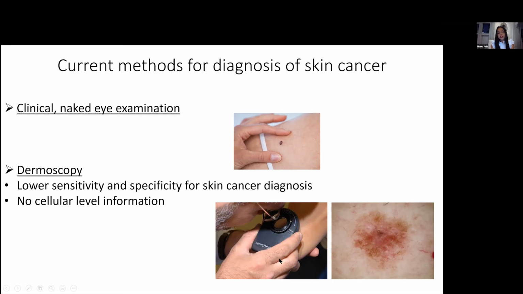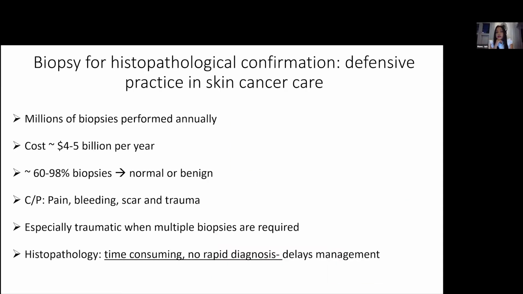However, this technology, which we call dermoscopy, doesn't let us see the tissue at cell resolution. That's the reason that although it can detect cancers at a high level, not all that it detects is cancer, and its specificity is low. That means a lot of biopsies are still performed, and biopsy is unfortunately becoming a defensive practice in skin cancer care because no dermatologist wants to miss a melanoma and be sued later. So millions of biopsies are being performed annually, and the cost is enormous. Although it's not big for one biopsy, it is enormous at the end of the day.